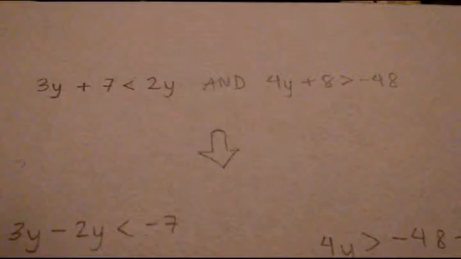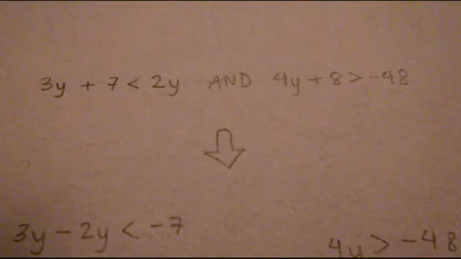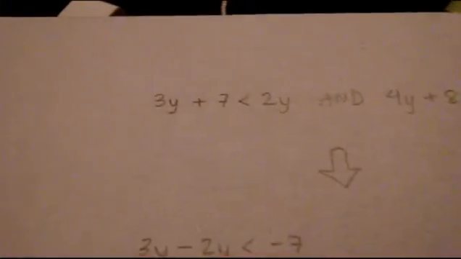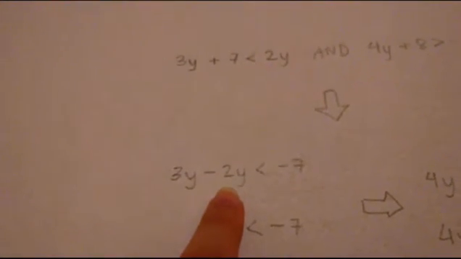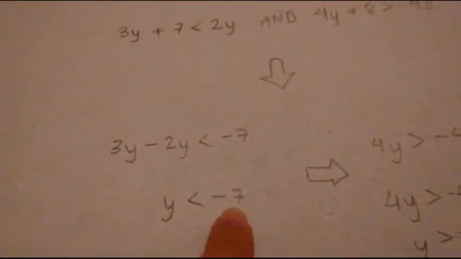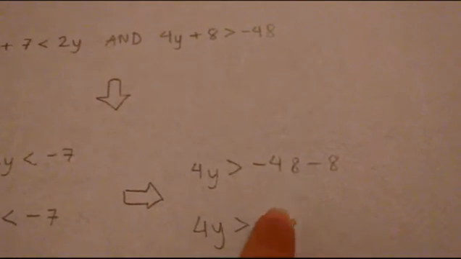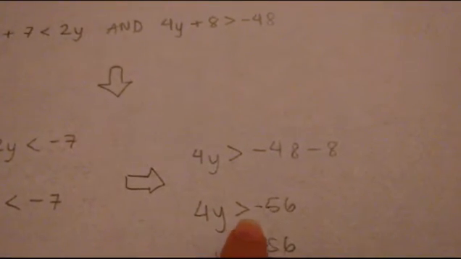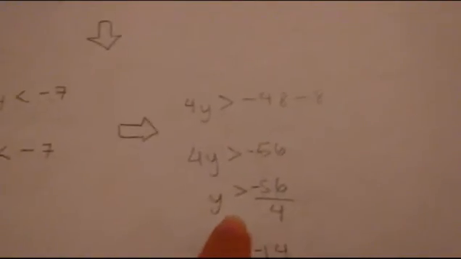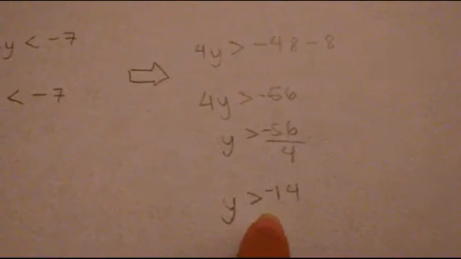In this case, we're having an "and" between our two inequalities. We're first going to solve this. We subtract 2 y's from both sides and we subtract 7 from both sides. So we end up with y is less than minus 7. And then the second inequality, we subtract 8 from both sides and we end up with 4y is greater than minus 56. We divide out the 4 and we end up with y is greater than minus 14.